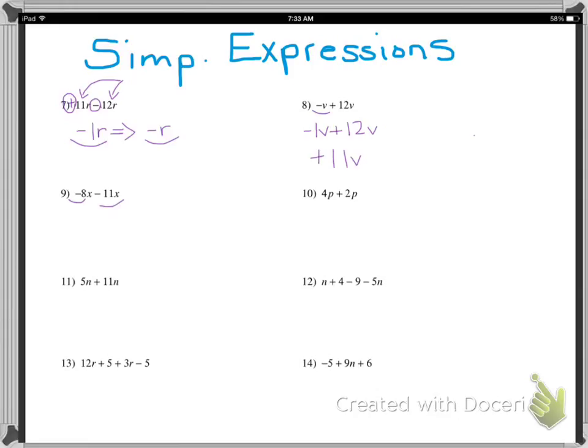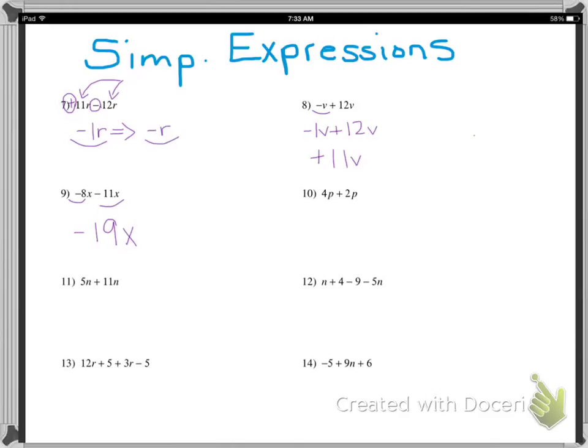They're both x's, so they are combinable. So the question is, same sign, sum, different sign, difference. Well, they're both negatives. They're the same sign. Same sign, sum. That means you add an 8 and an 11, which would give us 19. Don't forget the x. Don't forget the sign. Same sign, sum. Keep the sign.